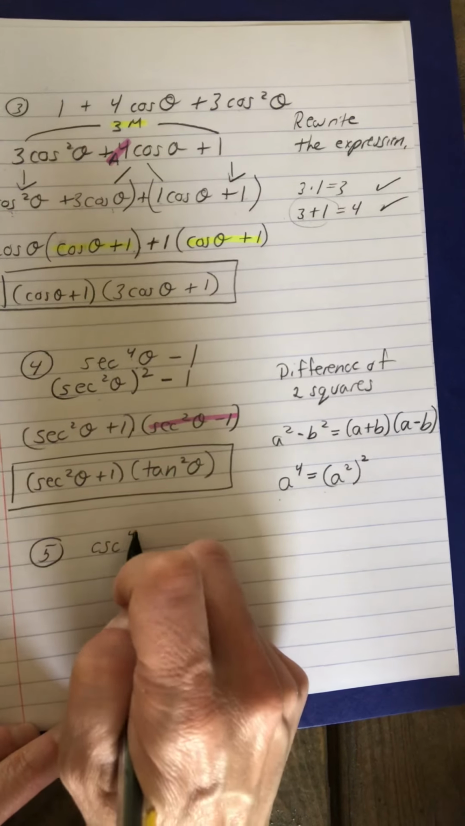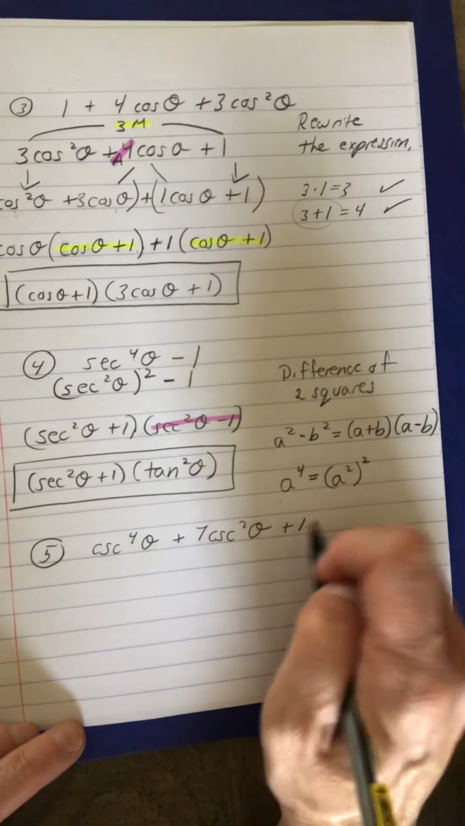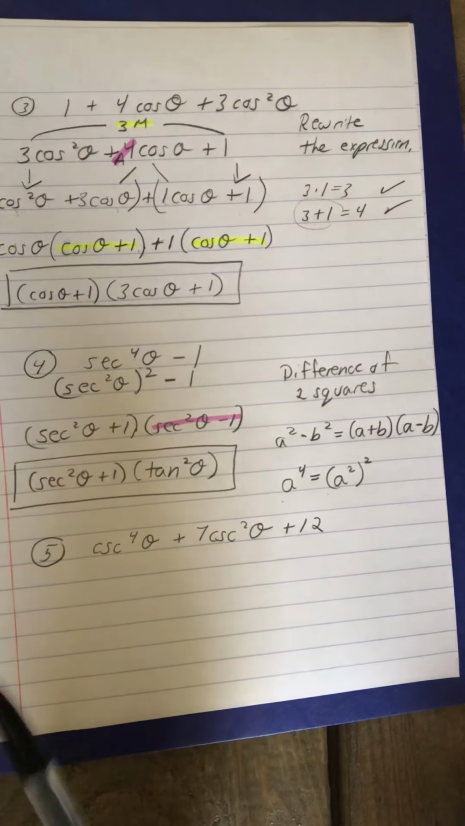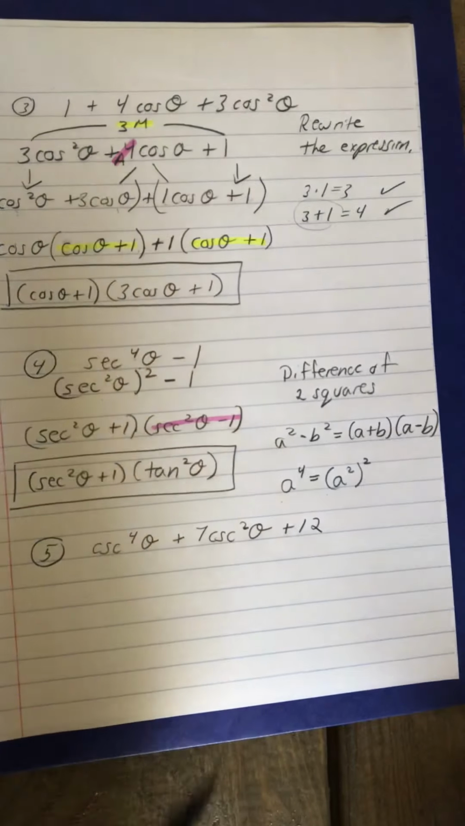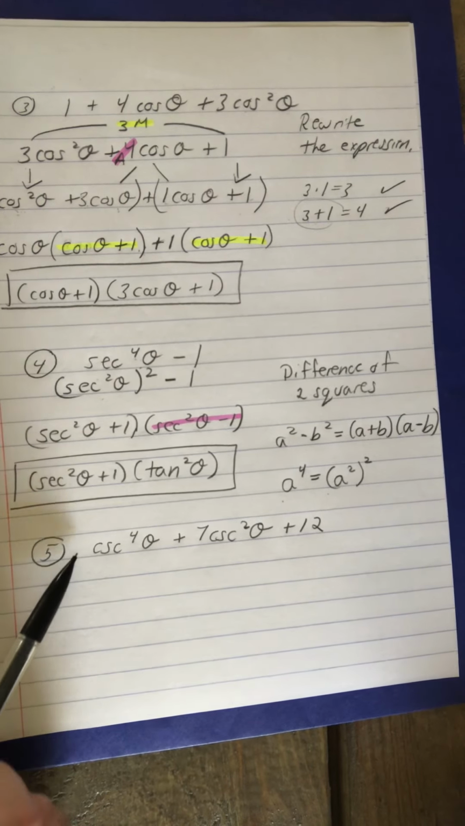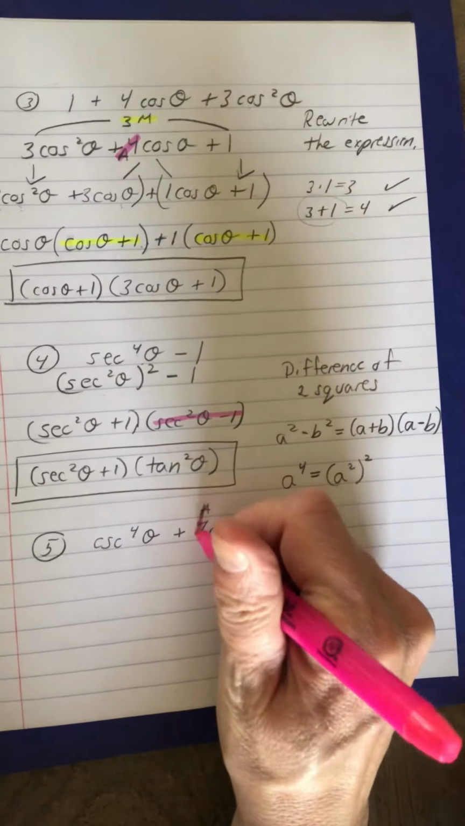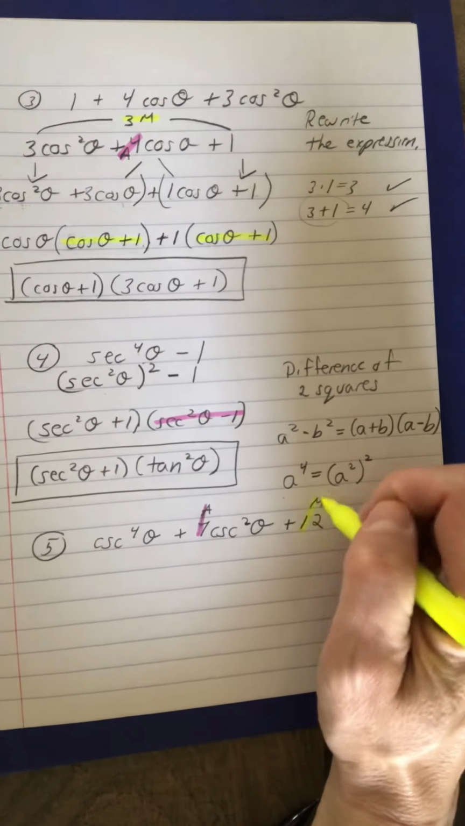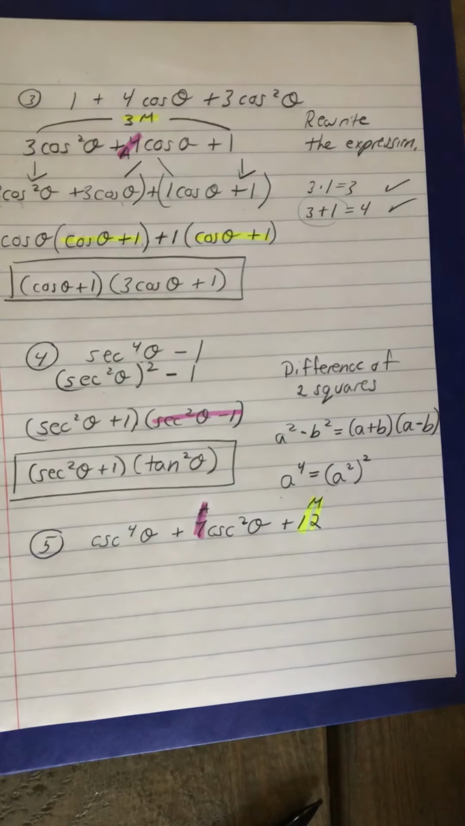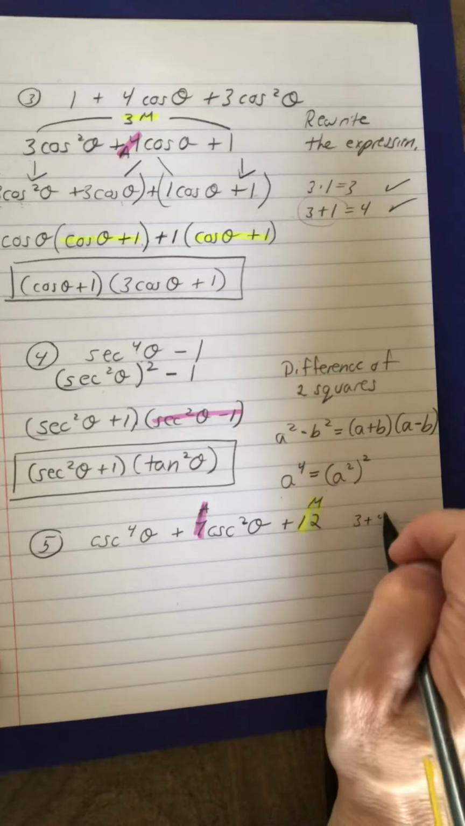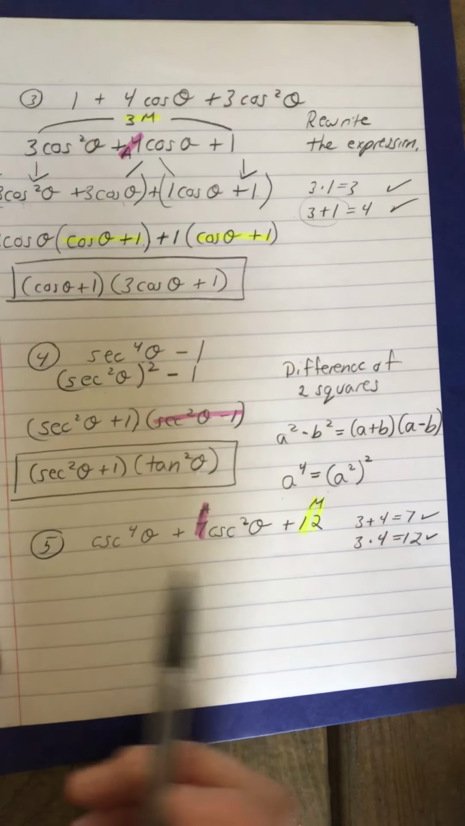If I gave you cosecant to the 4th theta plus 7 cosecant squared theta plus 12. This is, again, still quadratic form. It's just that we have a 4th and a square. So when we break this up, this works out nicely, because our a value is equivalent to 1. So we say what adds to 7 and multiplies to 12. If I take a look at that, guys, what two values do that? My two values are 3 and 4. So 3 plus 4 is 7, check. 3 times 4 is 12. And we know it's the basic factoring method because a is 1.